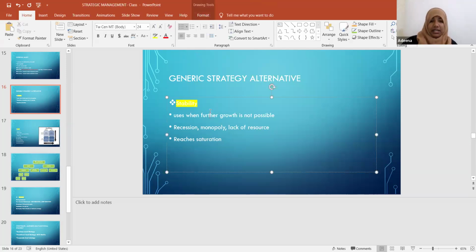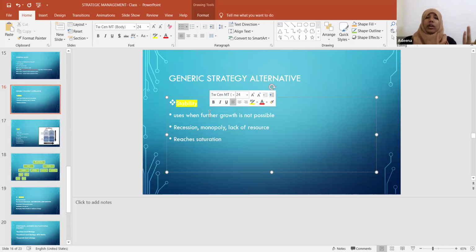So stability is a stage where further growth is not possible for the organization. Further growth is not possible means they have achieved their optimum level so that the organization cannot grow any further. In that stage, the organization could decide whether they need to wind up or they need to be stable. They could just operate in the existing market until and unless any further negative decision has to be taken or not.